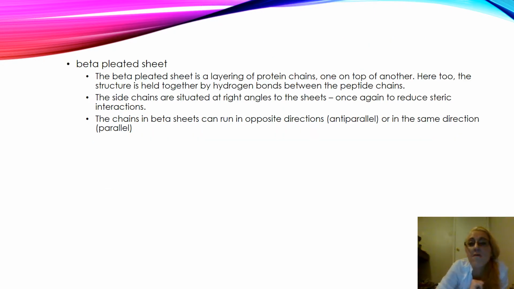We also have the beta pleated sheet. The beta pleated sheet is a layering of protein chains, one on top of the other. Here too, the structure is held together by hydrogen bonds between the peptide bonds, the peptide chains, I mean. The side chains are situated at right angles to the sheets, once again to reduce the steric hindrance. And the chains in beta sheets can run in opposite directions, anti-parallel, or in the same direction, parallel.